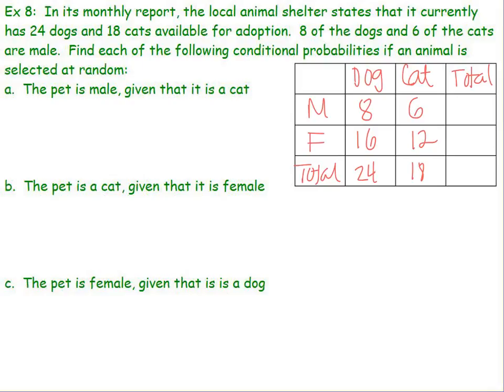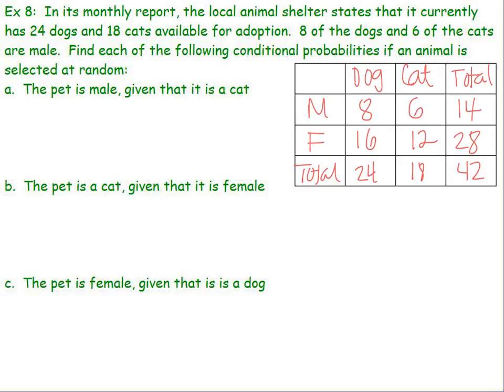So to finish up our other totals, we have a total of 8 plus 6 is 14 male animals. 16 plus 12 is 28 female animals, and our overall total, 14 plus 28 is 42, and we can also verify that 24 plus 18 is 42. So now that we have our table, we can now answer the questions that go with it.